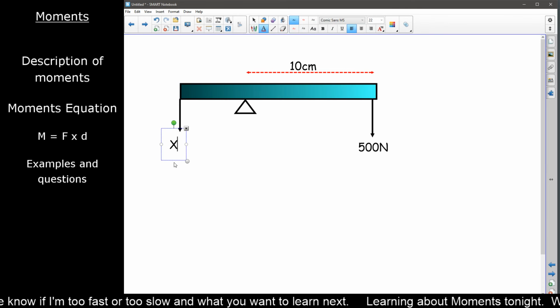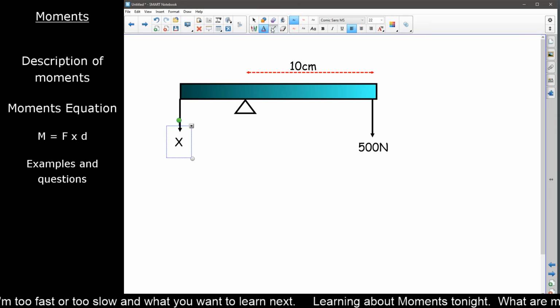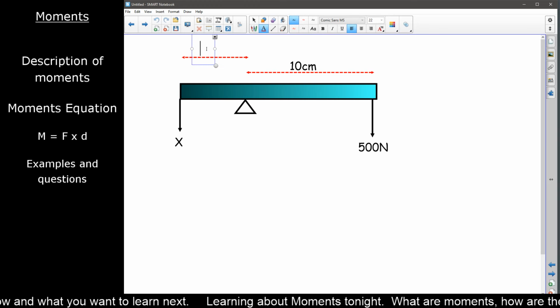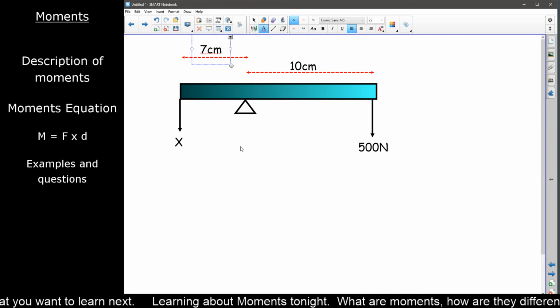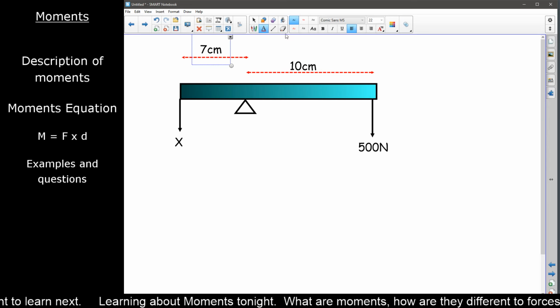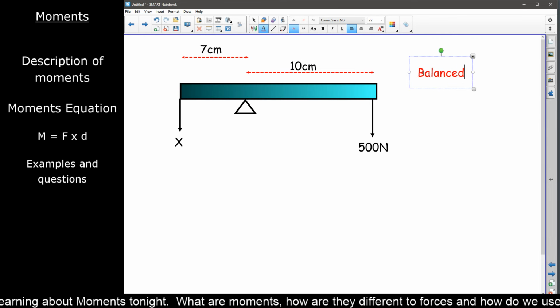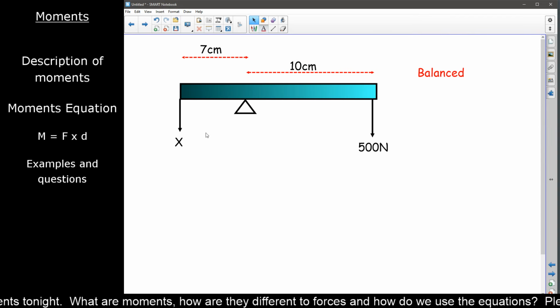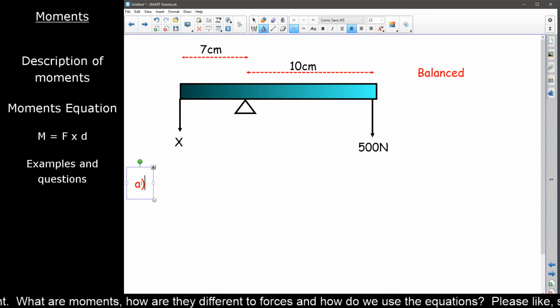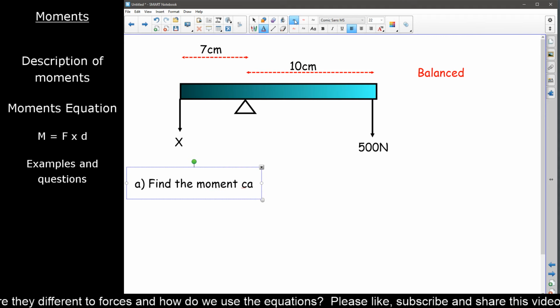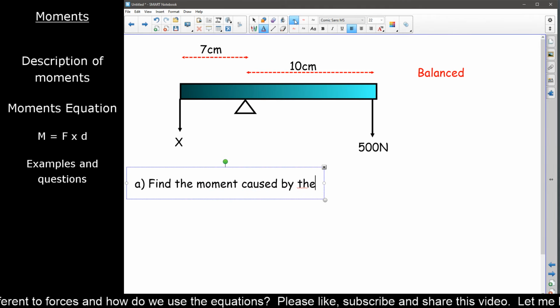Alright, so we know we're in business now because we've got some algebra popping in. And we'll give you a distance from the pivot here of 7 centimeters. But I will tell you one thing: this system is balanced. Okay, that's it. And what I want you to do is, first of all, I'm going to try and talk you through it. I want you to find the moment caused by the 500 Newton force.